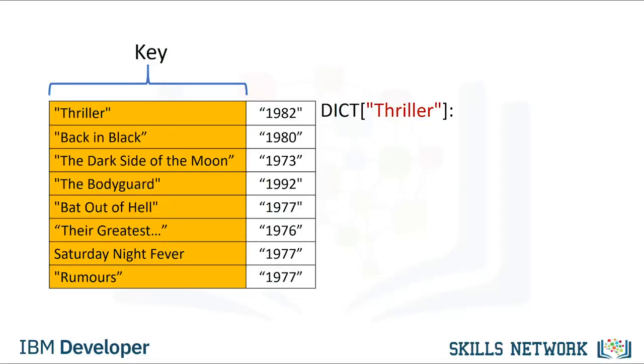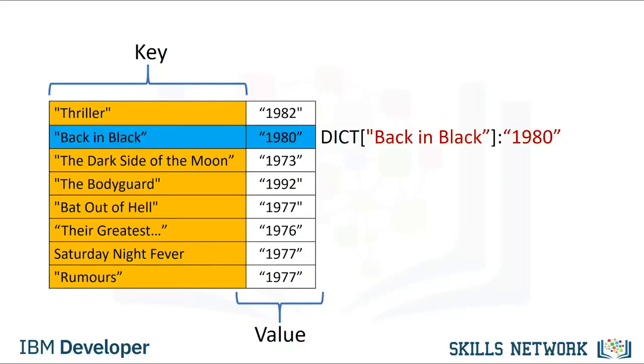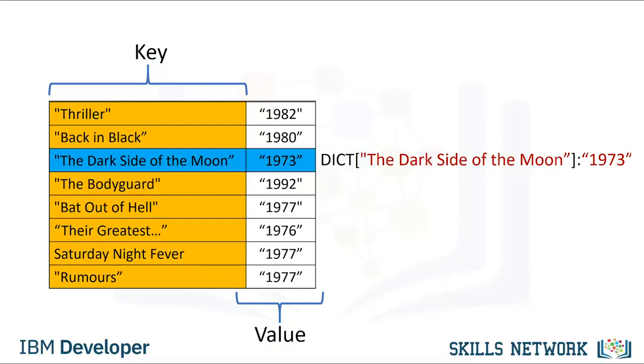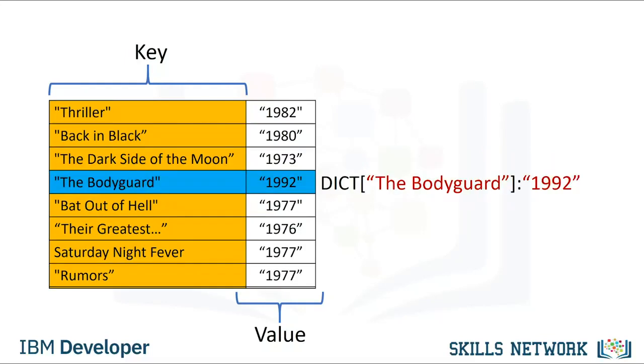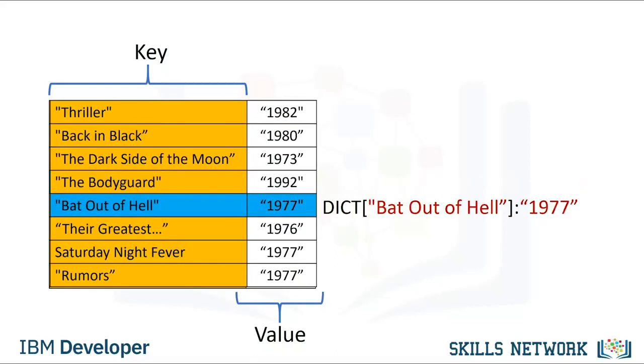The key is used to look up the value. We use square brackets. The argument is the key. This outputs the value. Using the key Back in Black, this returns the value of 1980. The key The Dark Side of the Moon gives us the value of 1973. Using the key The Bodyguard gives us the value 1992, and so on.